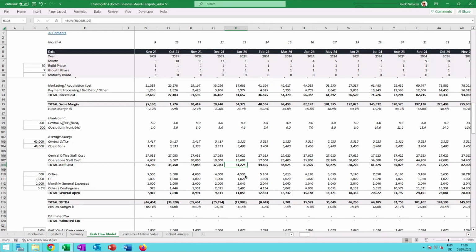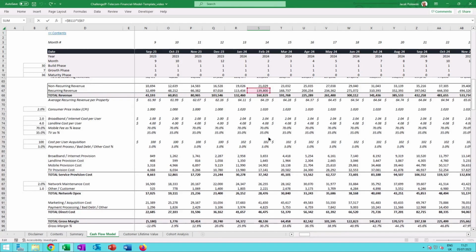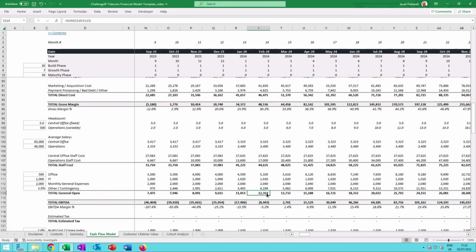Now below here, you see that I have some other calculations. For example, I need to calculate the office expenditures, so how much money I'm going to spend on the office. In this case, I assume that it's driven by the number of employees: take your total employees number and multiply by some average figure. Then I just put some placeholders, for example IT expenses, some monthly general expenditures, and then other contingency. Contingency here is just driven as a percentage of your recurring revenues. That allows you to then calculate the general OPEX.